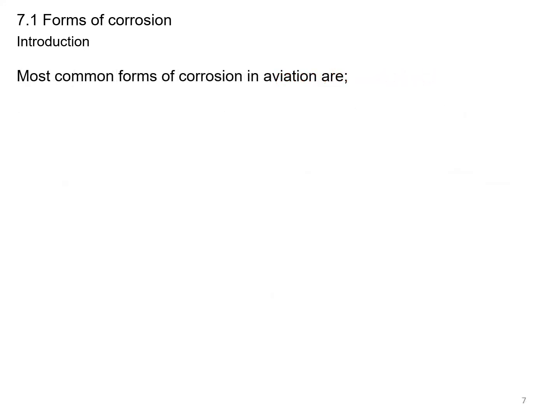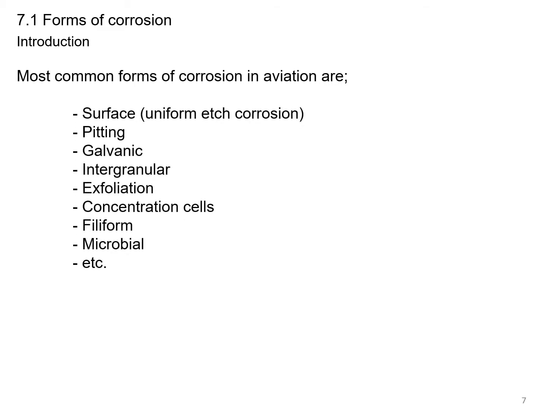The most common forms of corrosion in aviation are surface, uniform, edge corrosion, which we'll see in detail in the coming slides, pitting, galvanic, intergranular, exfoliation, concentration cell, filiform, microbial, etc. So on aircraft, there are several different types of corrosion that can be found.